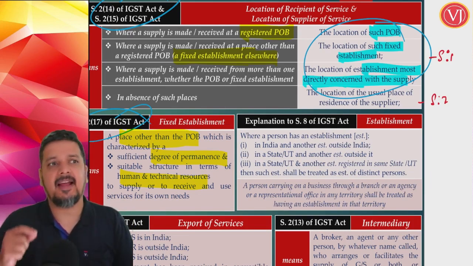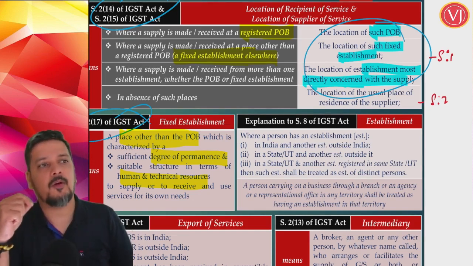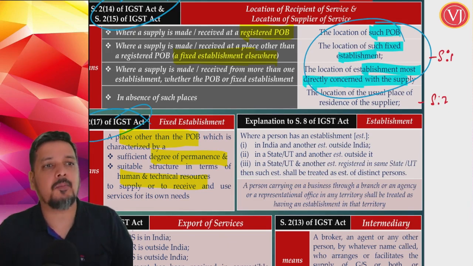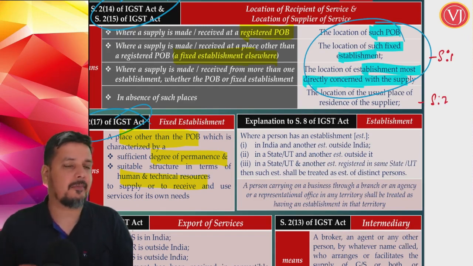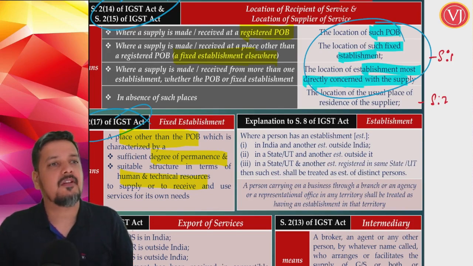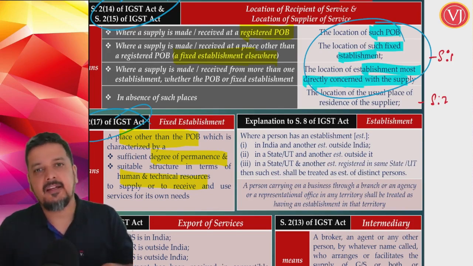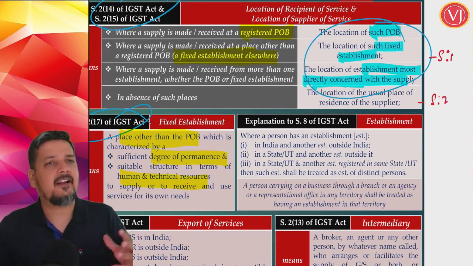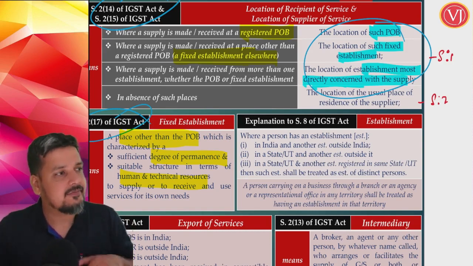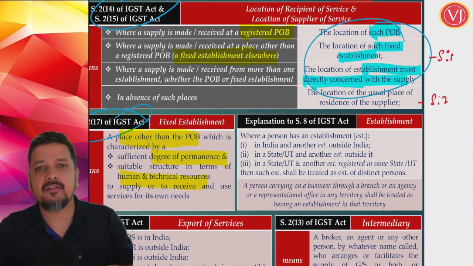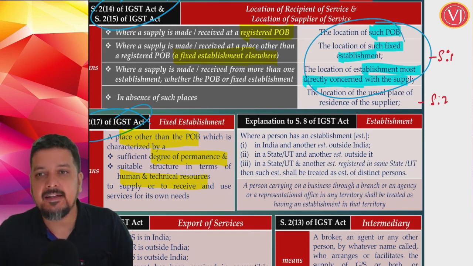I am repeating the example. I have my branches in Delhi, Bangalore, Coimbatore, and I am supplying a service. What is the location of supplier of service? That branch, be it Delhi or Bangalore or Coimbatore, which is most directly concerned. It is the place of business or fixed establishment which is most directly concerned. If I tell my Coimbatore team is going to supply that service, my location of supplier of service is Coimbatore, and I may take the help of 1 or 2 members of Bangalore also. But still, what is most directly concerned? Coimbatore. Location of supplier of services, Coimbatore, which is most directly concerned.